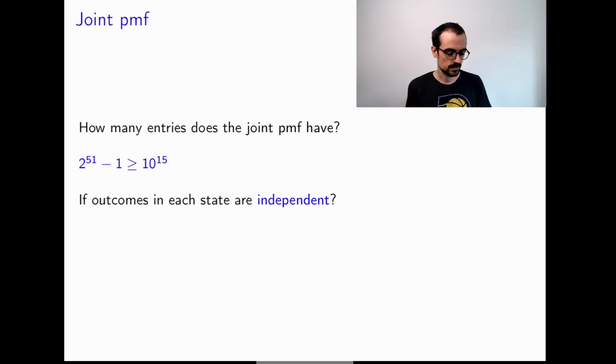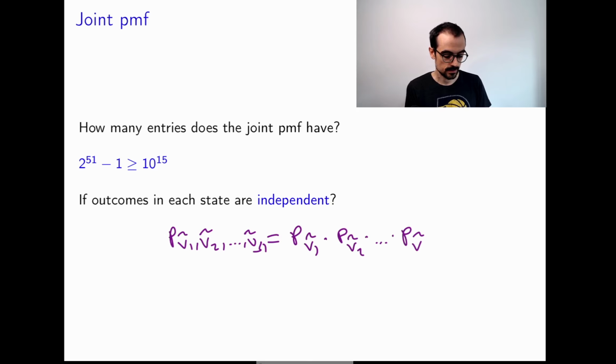In that case, this joint PMF between V1, V2, up to V51, what happens to it when all of them are independent? Well, it factorizes, right? It's equal to the product of the marginals. So now, how many numbers do we have to estimate if we assume everything is independent? We just need to estimate these individual marginals, and each marginal is just given by one number.